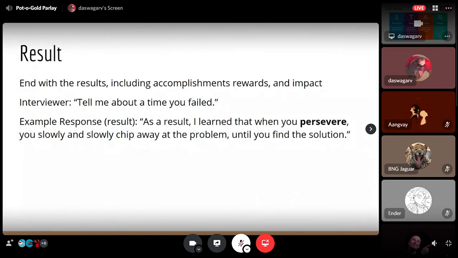And then finally, the last part of the STAR methodology is to end with the results, including accomplishments, reward, and impact. So continuing on with our example, we would end the question with something like, as a result, I learned that when you persevere, you slowly chip away at the problem until you find the solution. And this is the part where you really want to put emphasis on a company value or associate yourself with the company's mission statement so that they know that you're a good culture fit for the company.